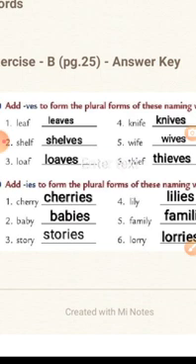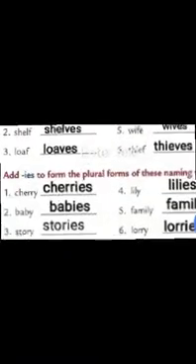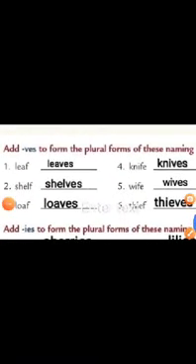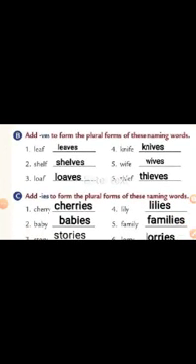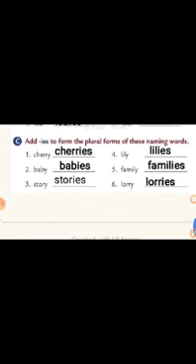You can match it with your answers and correct it in your book and do these two exercises in your copy as homework. So let's read the answers for exercise number B. Question 1. Leaf, leaves. Shelf, shelves. Loaf, loaves. Knife, knives. 5 is wife, wives. 6 is thief, thieves.